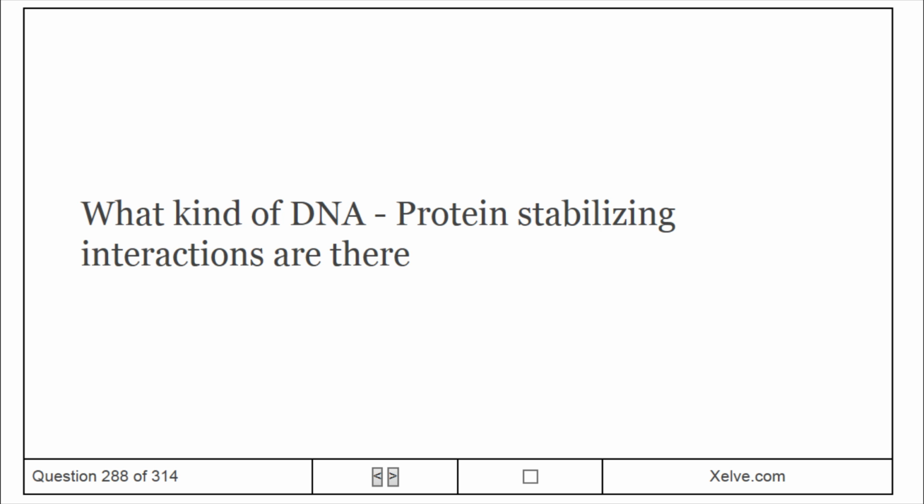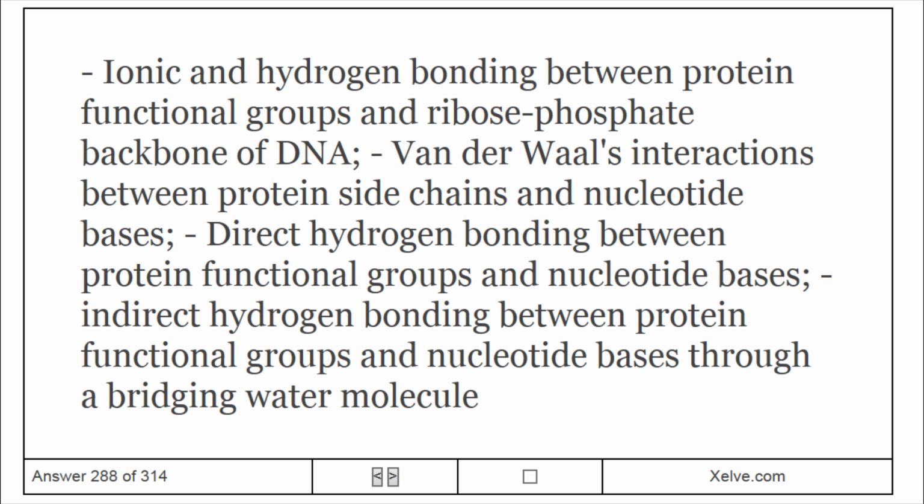What kind of DNA-protein stabilizing interactions are there? Ionic and hydrogen bonding between protein functional groups and the ribose phosphate backbone of DNA. Van der Waals interactions between protein side chains and nucleotide bases, direct hydrogen bonding between protein functional groups and nucleotide bases, indirect hydrogen bonding between protein functional groups and nucleotide bases through a bridging water molecule.